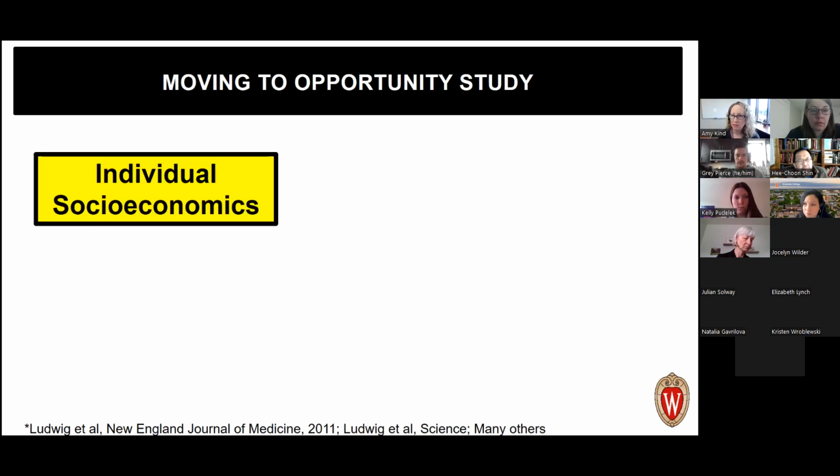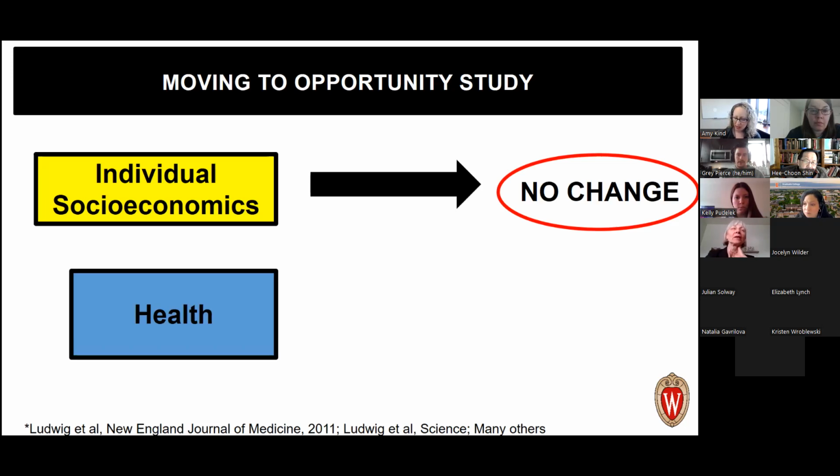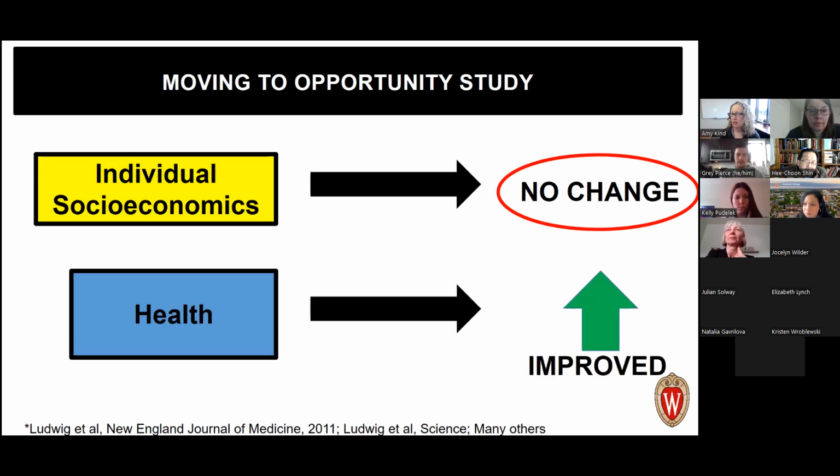Initially, there was thought that individual socioeconomics would change, that this policy would be a cure for poverty. But what they found is that there was no change. And of course, I'm simplifying so many of these findings here, so do forgive me for those of you who are experts in MTO. But when they looked at health, surprisingly enough, it improved in many different aspects and in many different ways. So we had families that, although their individual socioeconomics did not change, their health did improve on many different markers, including mental health, cardiovascular health, diabetes.